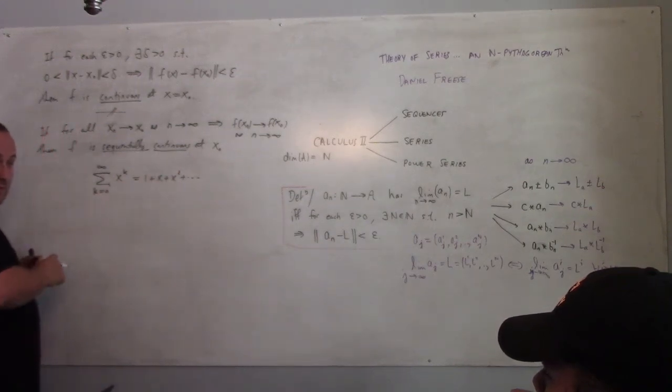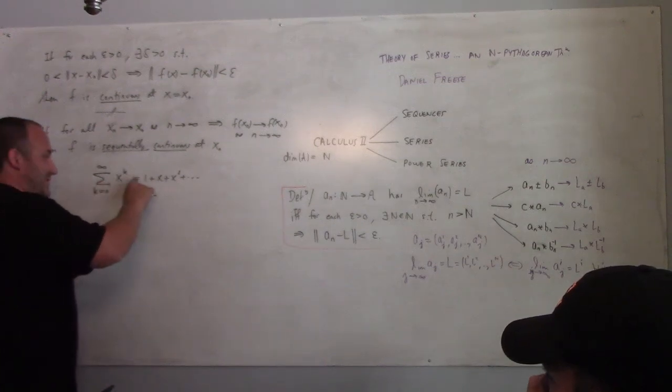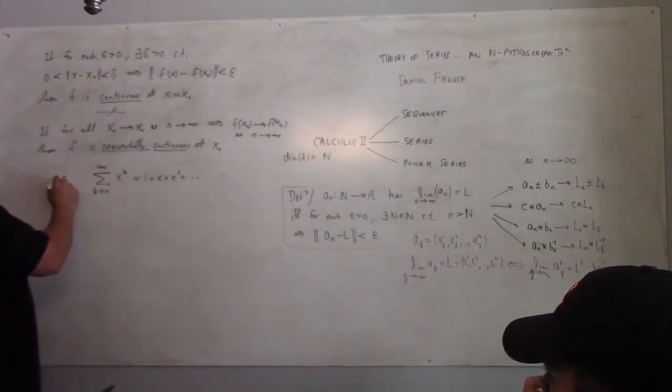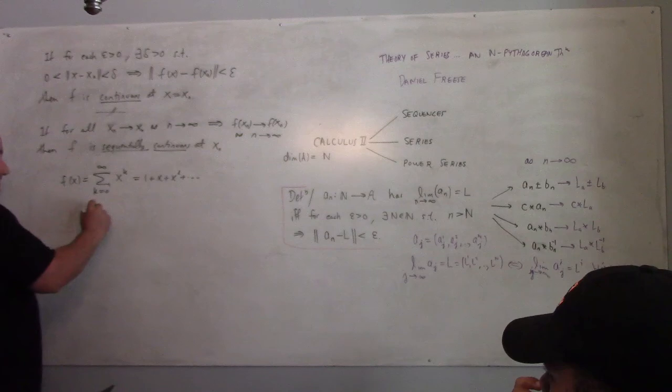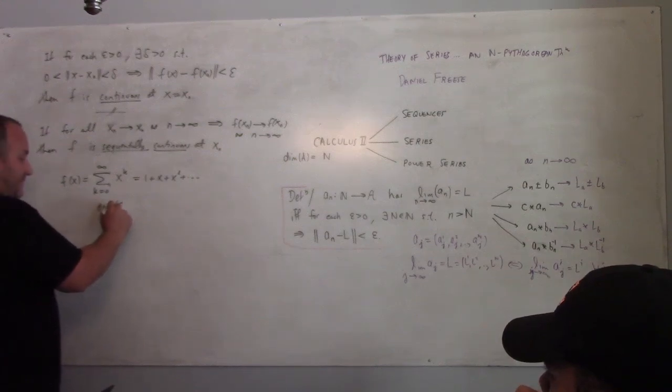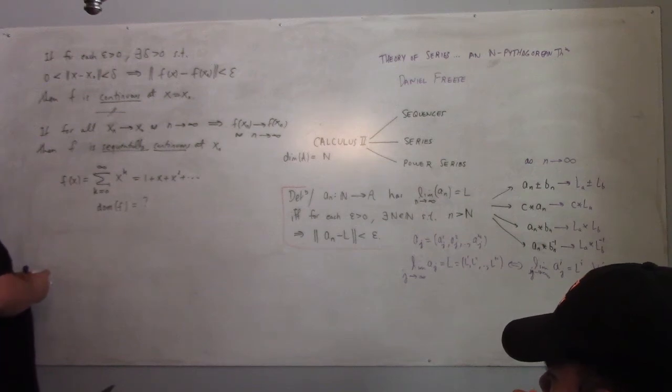Are you talking about the interval between each term? No, what's the domain? If this is f of x, what's the domain of that? That's the interval of convergence. The domain of f, I would say it's just positive infinity.